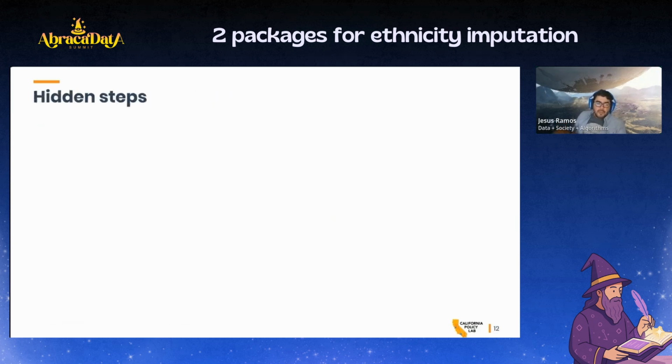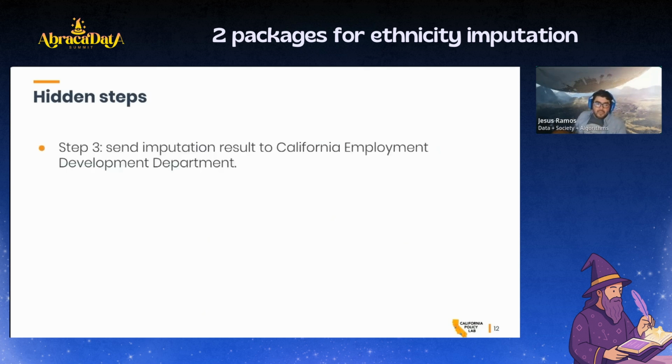So there are going to be some hidden steps that, again, I'm not allowed to show you. First, we send this imputation file to the California Employment Development Department. They are the ones that link our imputations with the SSNs with their own data. This is workers from the state of California that have applied, for example, for unemployment insurance, that have a request of some kind of service.